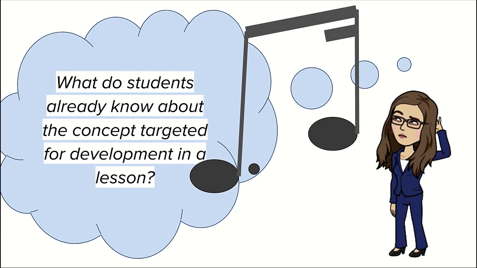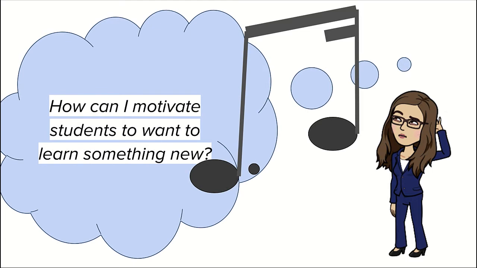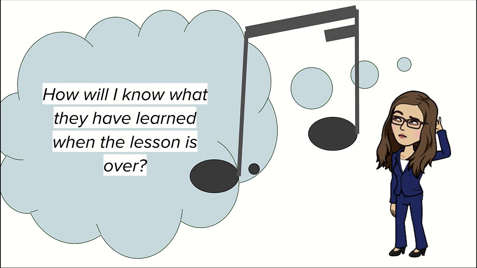To help us address students' prior knowledge, teachers need to discover what students already know about the concept targeted for development in a lesson. When considering the affective domain of learning, teachers seek to engage student interest and motivate students to want to learn something new. And finally, teachers use assessments to document student learning. A KWL chart provides a structure to achieve these goals throughout a lesson: accessing prior knowledge, engaging interest, and assessing learning.